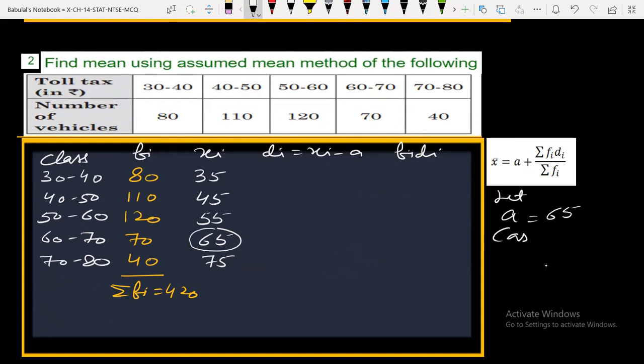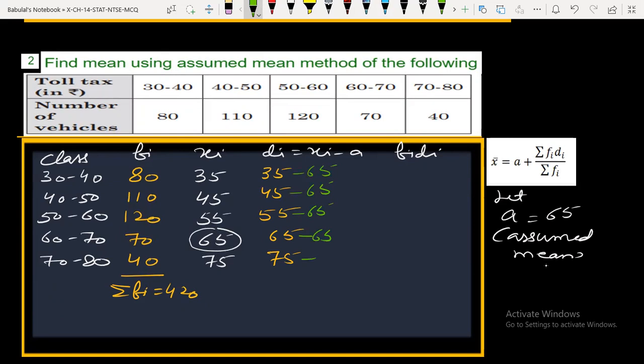Okay, this is assumed mean. Yes. di is equal to xi minus a. xi आप पहले से लिख दें. अगर आपकी प्रैक्टिस है तो आप डायरेक्टली लिख दीजिएगा. यहाँ पे I am writing here 35, 45, 55, 65, 75, and subtract assumed mean. यहाँ से आप शुरू करें. -65, -65, -65, -65, -65.